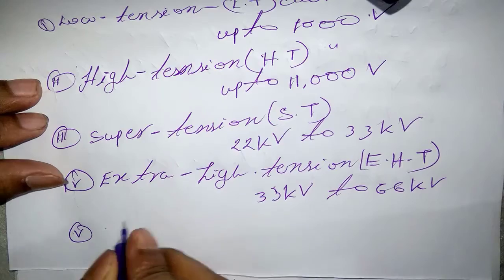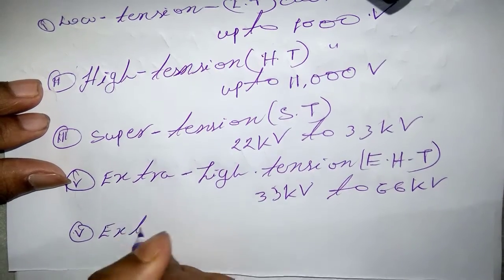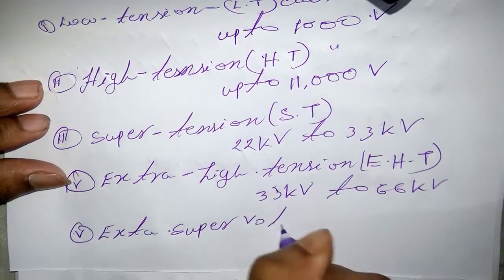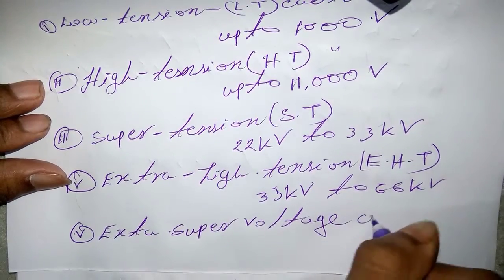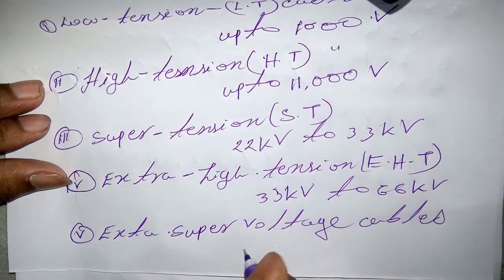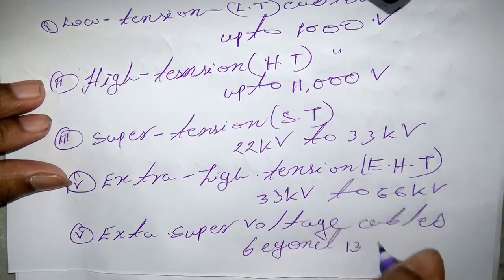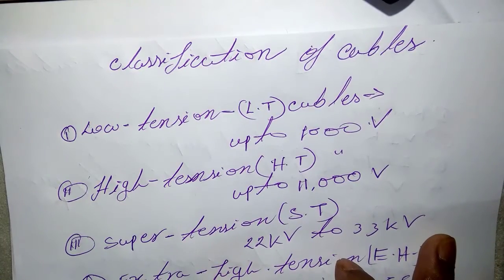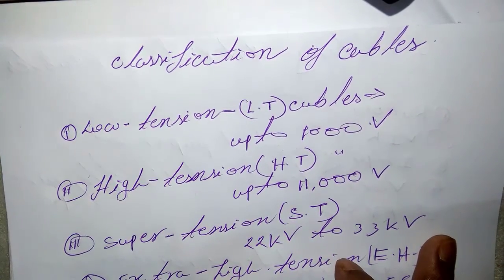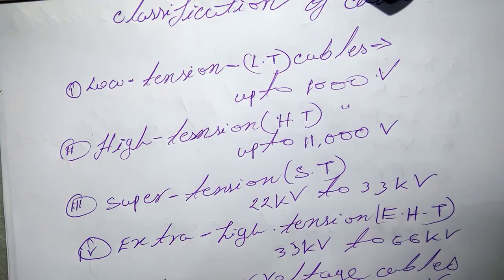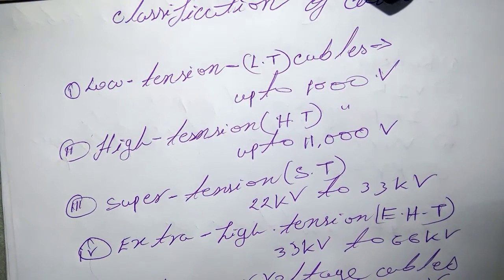And the last one is extra super voltage cables. It's used beyond 132 kV. So those are the classifications of cables: low tension, high tension, super tension, extra high tension and extra super voltage cables.